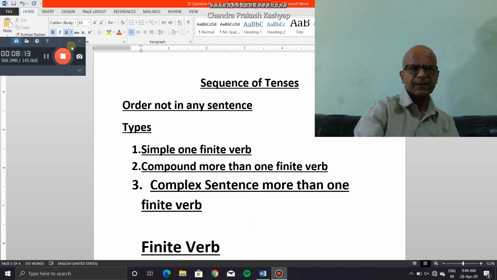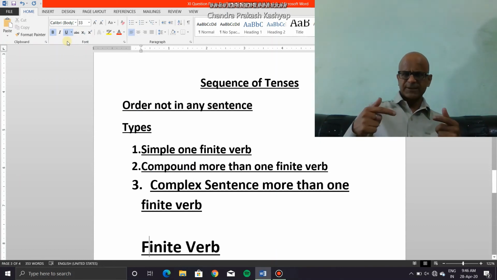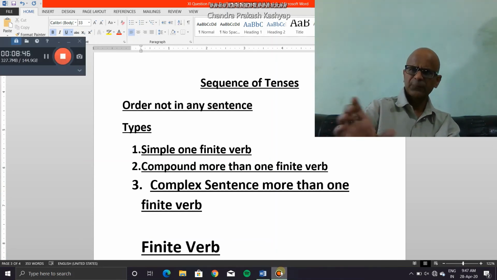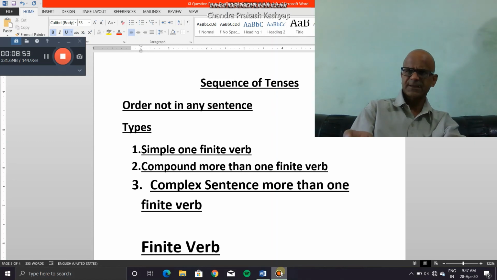Now see, a compound sentence also has more than one finite verb, but the rules in sequence of tenses, as I've already told you, apply in the case of only complex sentences, which, like a compound sentence, have more than one finite verb. We will first understand the difference between a compound sentence and a complex sentence. A compound sentence is a sentence which has more than one finite verb, that means more than one clause, and the two clauses are independent of each other.